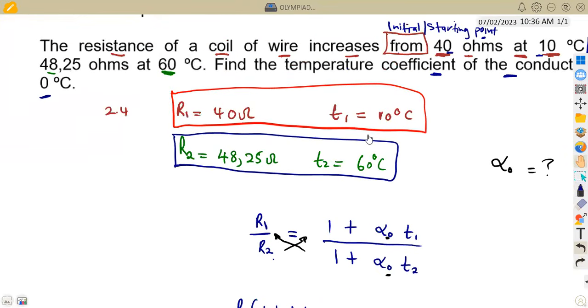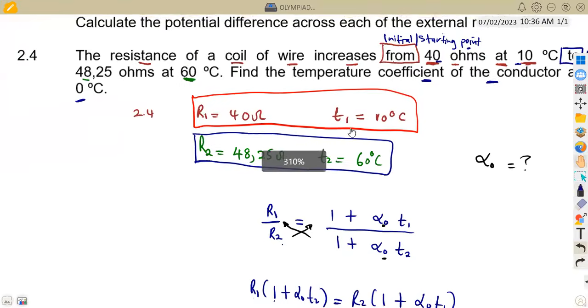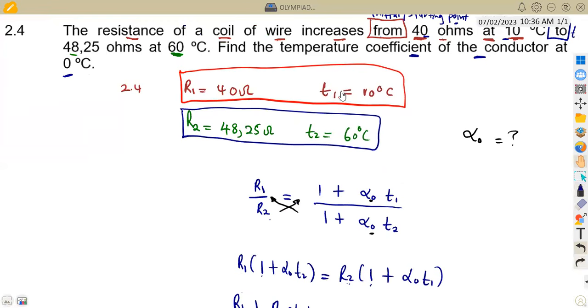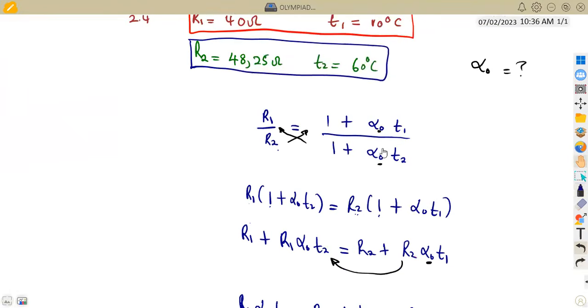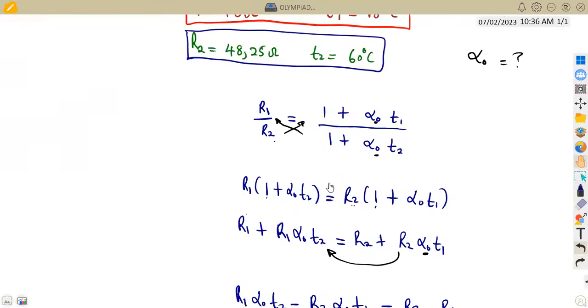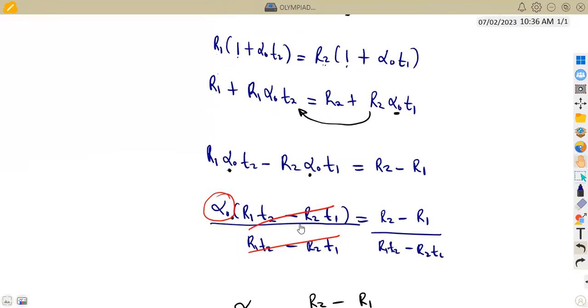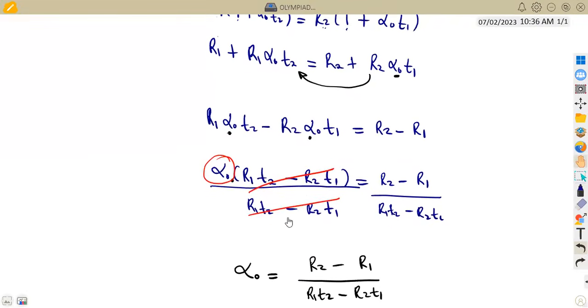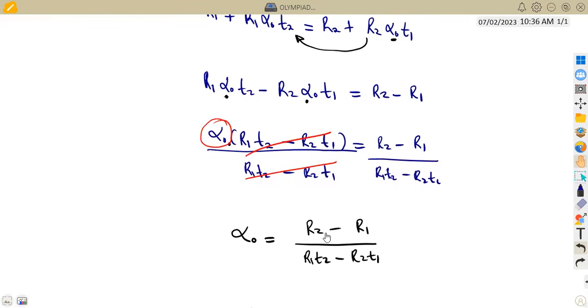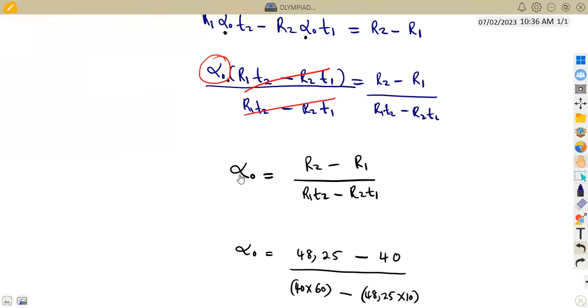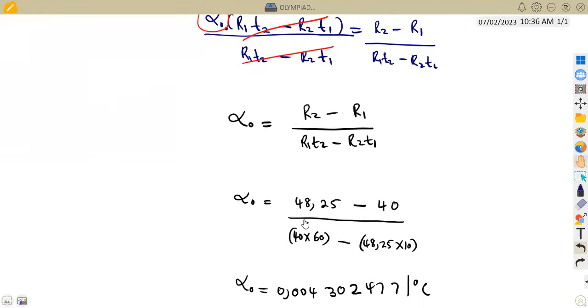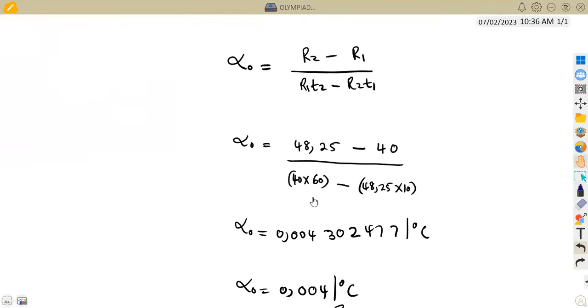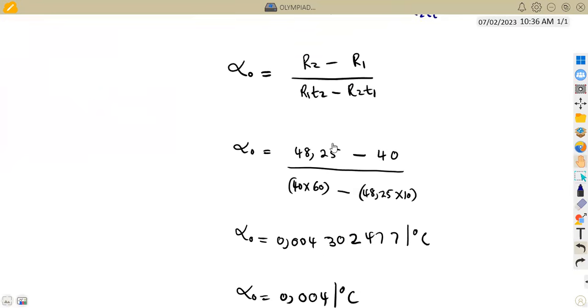Yes, you can substitute your information directly into the formula and calculate your temperature coefficient as it is, which is fine. But making the part that you need to calculate the subject is the best. Once you make it the subject, then all you need is to substitute the information that you are given, because you have what you want to calculate as the subject. So you can simply substitute your information, then simplify from your calculator.